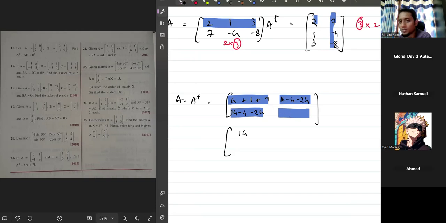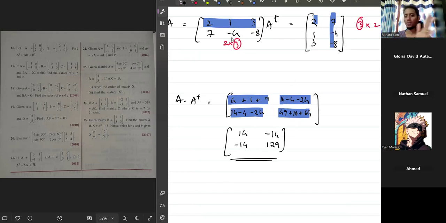Last one. Second row with second column, no? 7 into 7, 49, plus 16, because minus 4 into minus 4. And then plus 64. This is your second step. And then your third step, you write the final answers. 14, here 14 minus 4 is 10. 10 minus 24, minus 14. 49 plus 16 plus 64, 129.